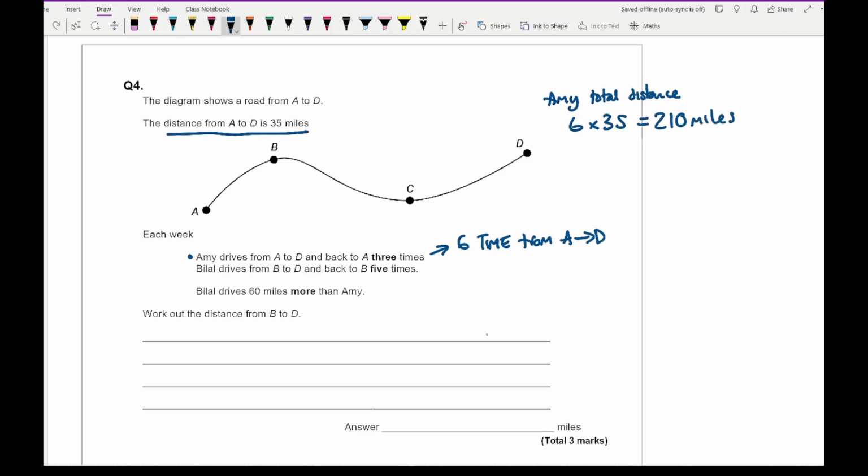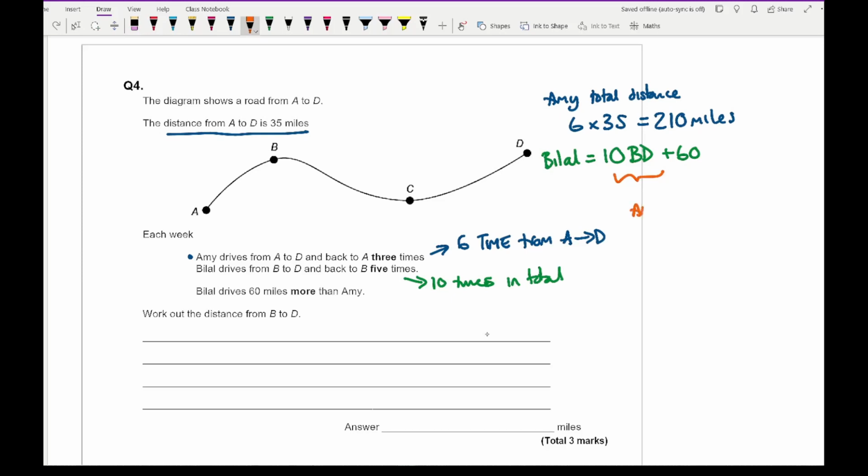Now it says that Bilal goes from B to D 5 times, so it's going to be a total of 10 times in total, and it's 60 miles more than Amy. So Bilal is going to be 10 lots of BD, and we need to add 60 to that for it to be the same. For those two things to balance, this is going to equal 270. So I need to add 60 miles to Amy's distance.